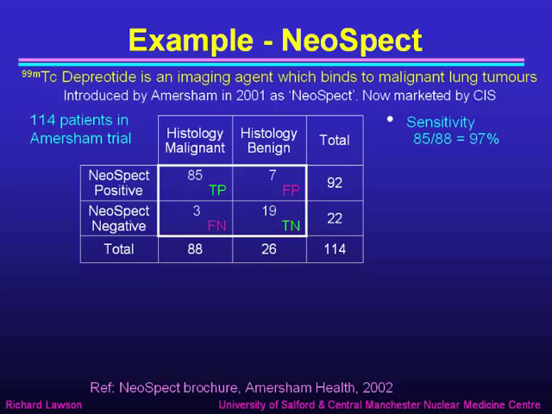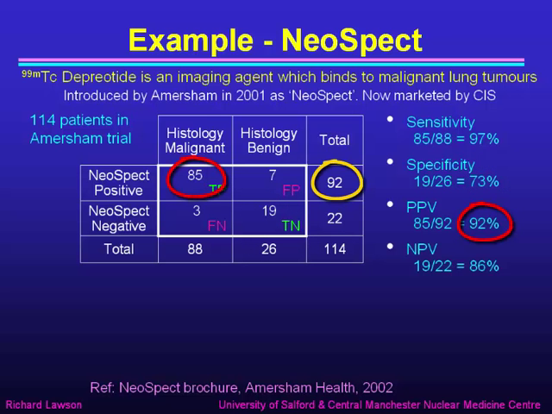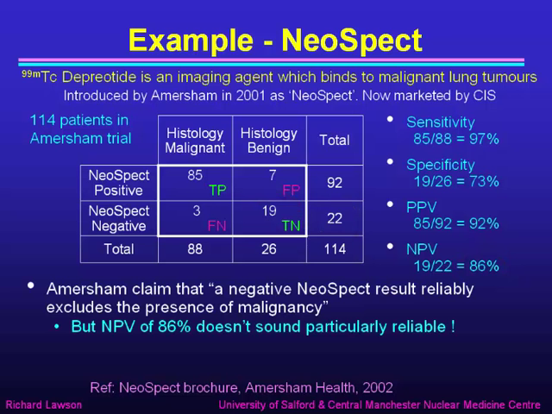From that, you can easily work out that the sensitivity is 85 over 88, which is 97%. The specificity is 19 over 26, which is 73%. The positive predictive value is 85 over 92, which is 92%. And the negative predictive value is 19 over 22, which is 86%. And Amersham put all that in their brochure. But they also made this statement. They claimed that a negative SPECT result reliably excludes the presence of malignancy. And that really doesn't seem to be borne out by the data.